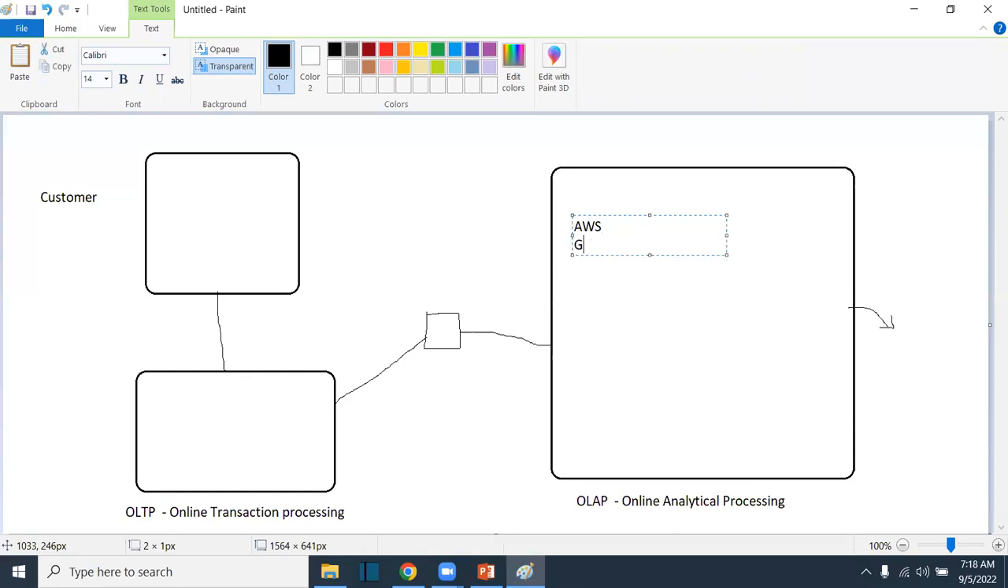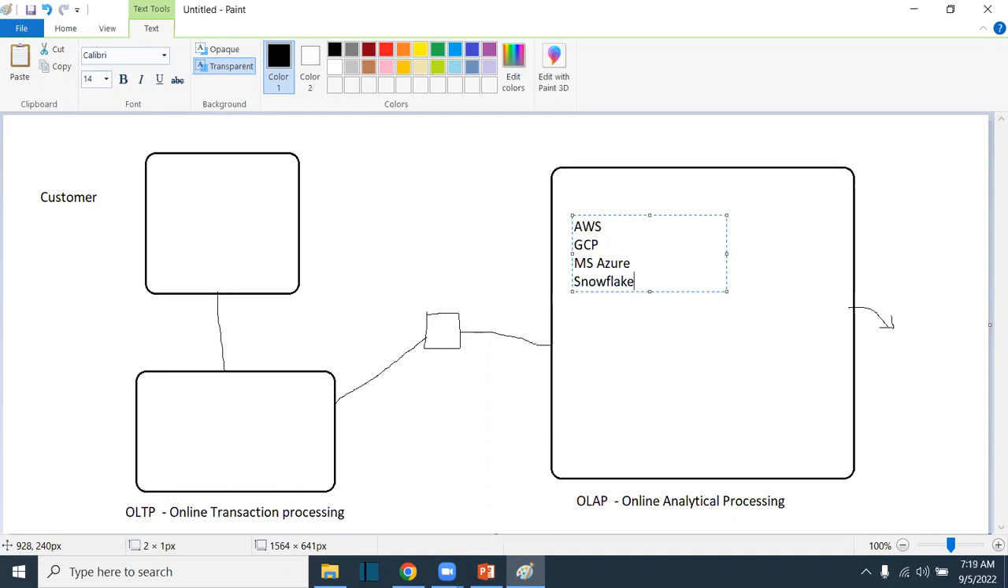We have GCP, Google Cloud Platform. Then we have Microsoft Azure. For example, Azure Data Factory we have, right? Then we have Snowflake, like the cloud systems. You can have any cloud system here, and we have to pay money to them.